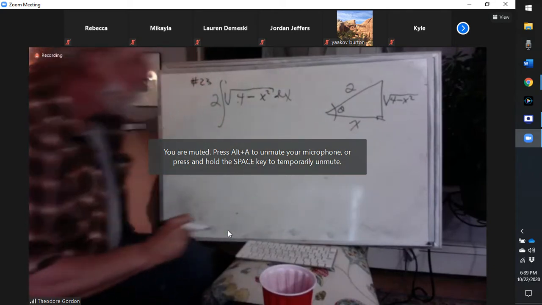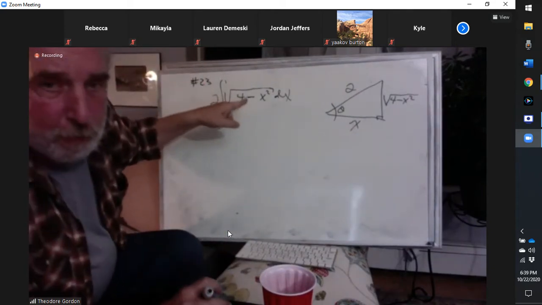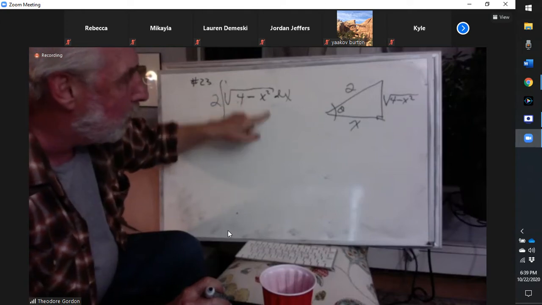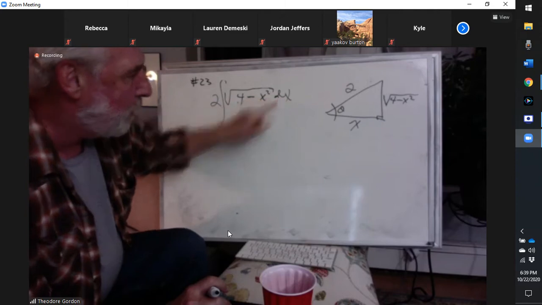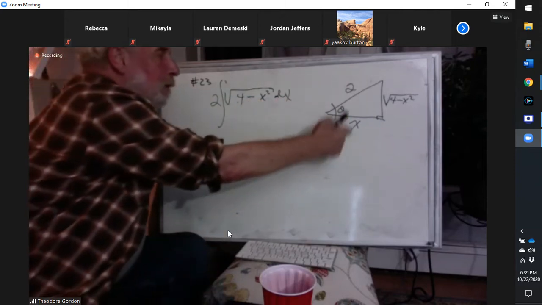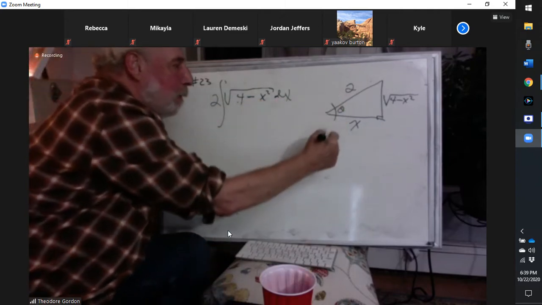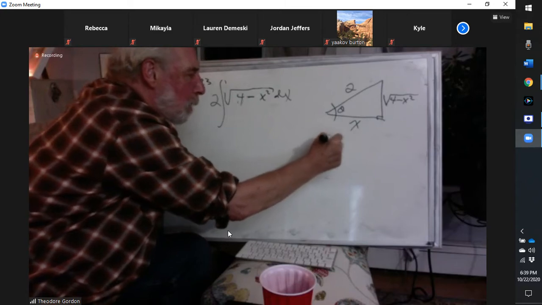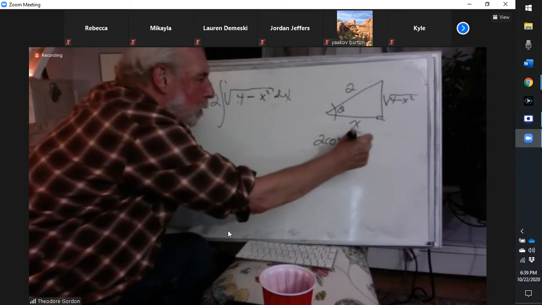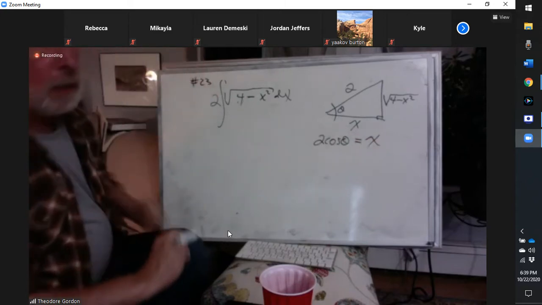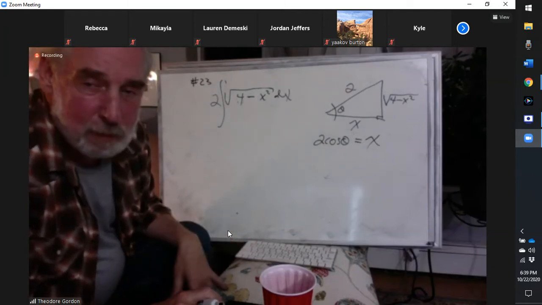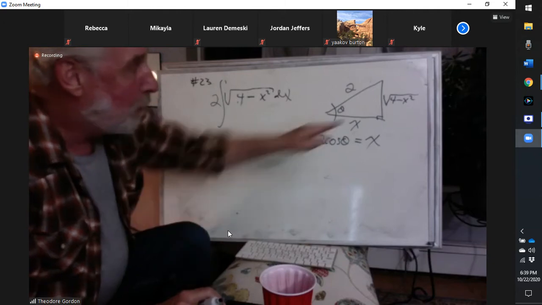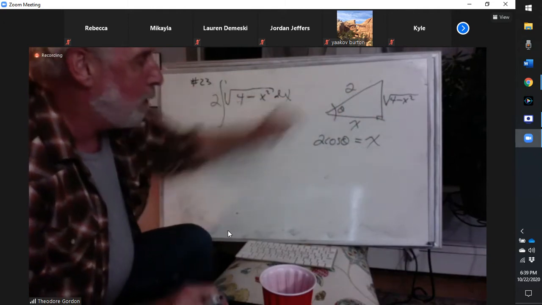All right. There is no x to the first in this problem. We only have an x squared, but we still need an expression for x to calculate the dx. So adjacent over hypotenuse is the cosine of the angle, so 2 times the cosine of that angle is equal to x. And what always goes with a cosine in calculus? Sine. And so opposite over hypotenuse is the sine.